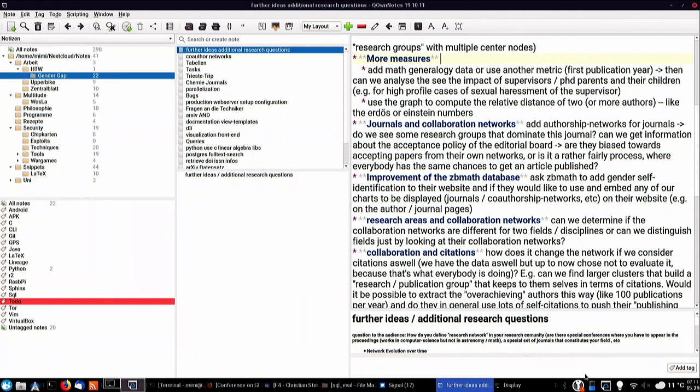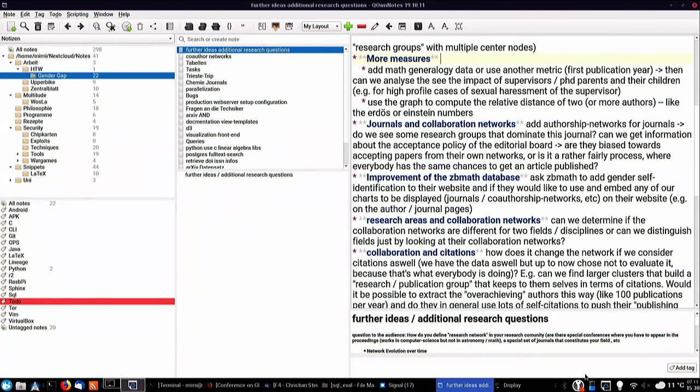We could also use the collaboration graphs to compute these distances between authors. Like in math, it's called the Erdős number, or in physics, there's the Einstein number that tells you the relative difference between you and the other person. We could take a look at the journals and the collaboration networks. So, for example, does the editorial board mostly accept papers by people they already know, or are they unbiased, where everybody has a fairly equal chance to get an article published, not depending on the connection to the editorial board or to the other authors of the journal?